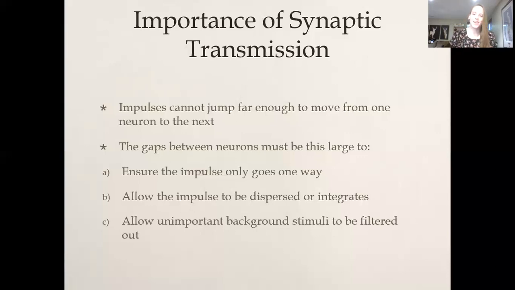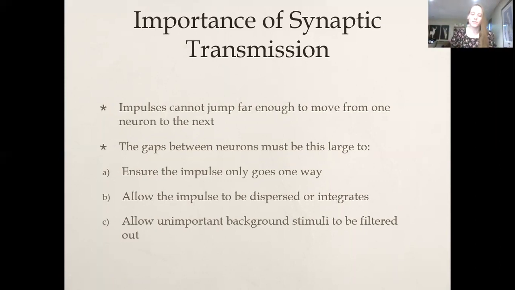Okay, impulses cannot just jump from one neuron to the next. It's too far of a jump. And the reason that we have those gaps, like the reason it's not just all going down an axon, is to, first of all, ensure that the impulse only goes one direction, but also to allow an impulse to spread out more. So when you have this impulse jumping down and it gets to the axon terminal, you could have more than one postsynaptic neuron. And so that signal could be sent to two different postsynaptic neurons to spread out the signal to send it to multiple areas at once.